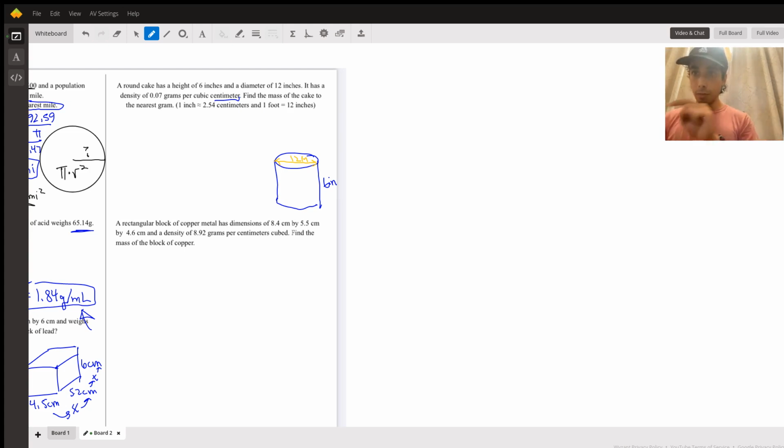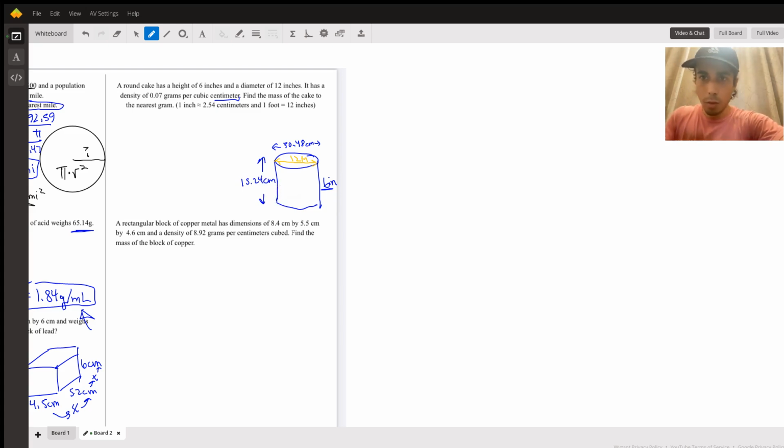So when you're converting from inches to centimeters, you're going to multiply it by 2.54. Okay, so 12 inches, that gives you our diameter, 30.48 centimeters all the way across. And then the height, multiply this 6 by 2.54. We're going to convert the height into centimeters as well, and that's going to give you a new height of 15.24 centimeters.